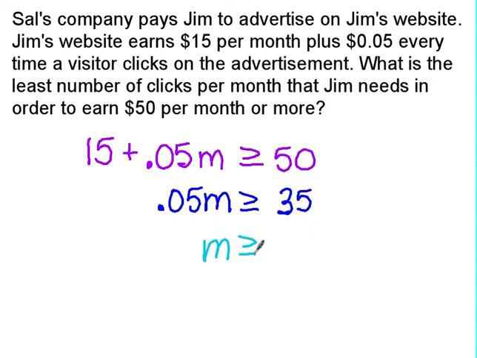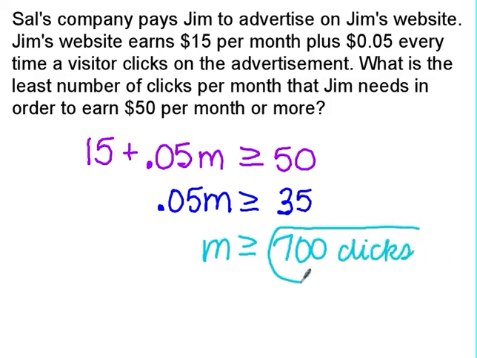What do you get? 700. So what is the least number of clicks per month that Jim needs in order to earn $50 per month or more? 700 clicks. At 700 clicks, he's going to make $50. 701, he's going to make $50.05. 702, he'll make $50.10. Okay. So questions on that? How did you decide that it would be greater than? Because it says earn $50 per month or more. So you want more than 50.